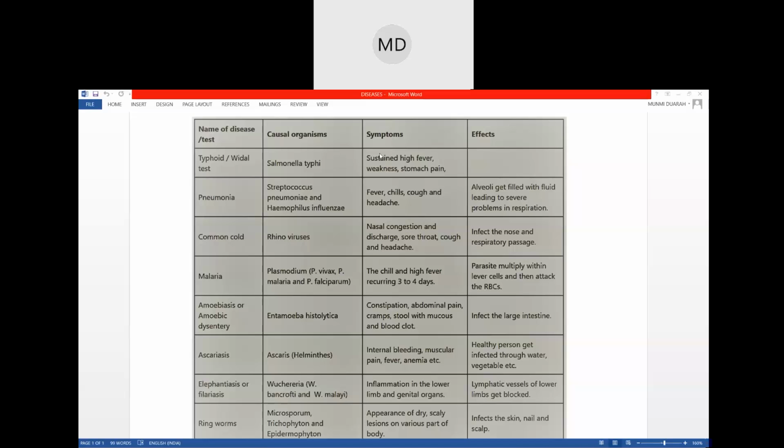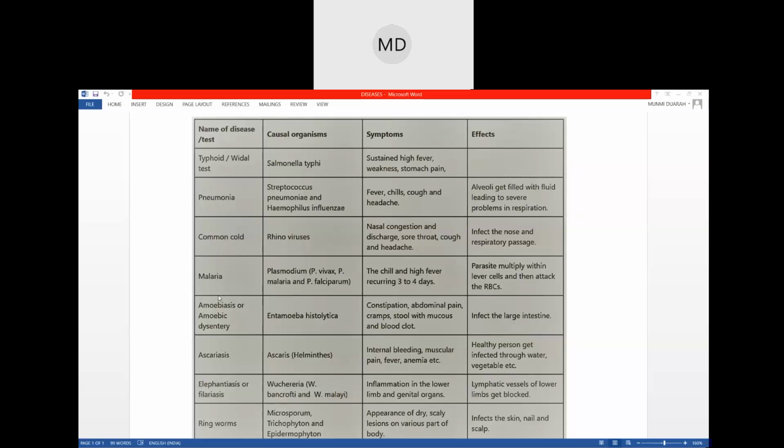What do symptoms mean? The body will show high fever, weakness, stomach pain, and all those. And effects mean the effects it will have on your body. These are the symptoms. These are the internal effects, and since the virus caused these effects, there are these symptoms.